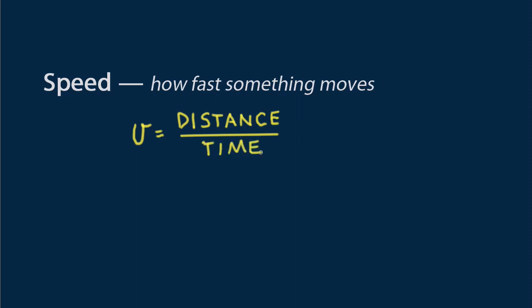Speed, how fast something moves. Speed is a measure of distance divided by time. Distance per time, like miles per hour or meters per second. The equation for speed is v, we use the symbol v for speed, is equal to distance divided by time, or in shorthand notation, d over t. When we talk about average speed, we're talking about the total distance covered in a particular time interval.